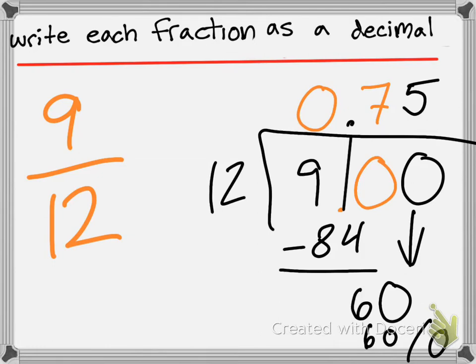Awesome, you guys. We finished. We find out that it is 75.75. That's the same thing we got last time, right? Yeah. So there's two different ways we can do it. The long division will always work.